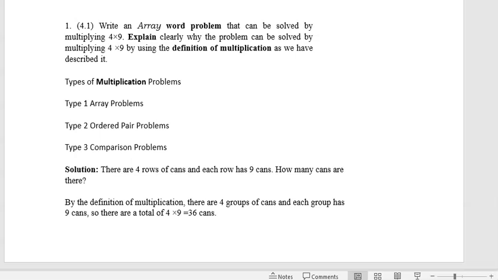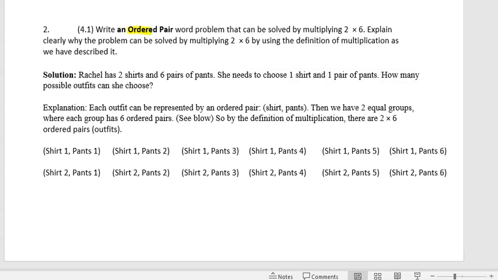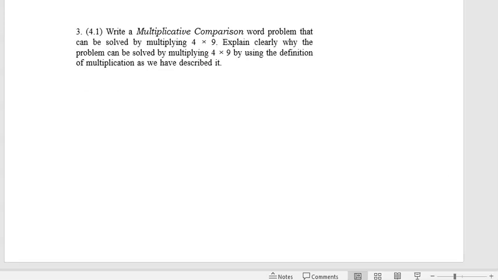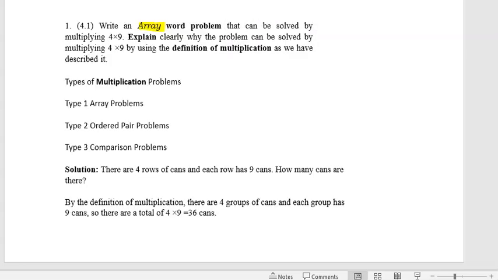In section 4.1, we talked about the definition of multiplication and 3 types of word problems that can be solved by multiplication. The first type is called array word problem. The second one is called ordered pair. The third one is called multiplicative comparison. And so there's some important difference here.